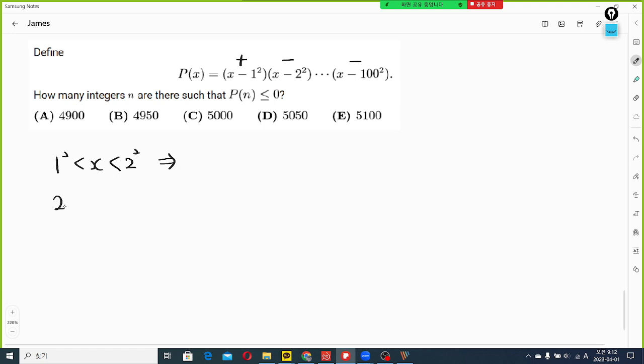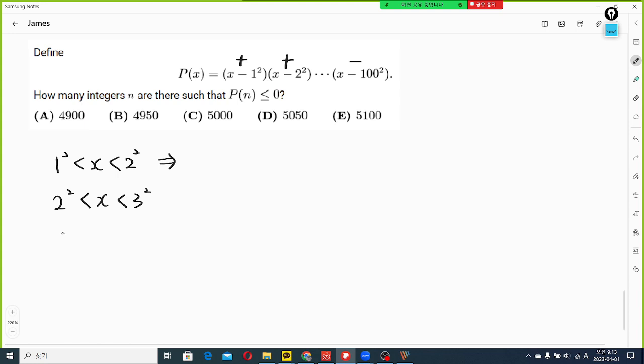And let's try the next interval. So now x is between 2 squared and 3 squared. In such case, the second parenthesis is also positive, but after that, all the parentheses are negative. So what's the sign of the product? Two parentheses are positive and the rest are negative, but there are an even number of negative parentheses in this case, so positive. So this interval we don't want.